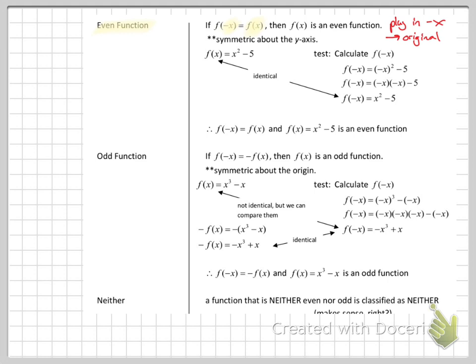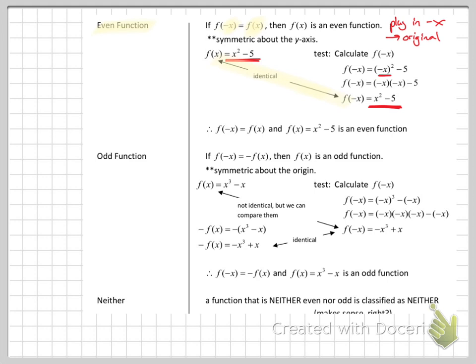So there's an example here. They plug negative x into this equation, x squared minus 5. They do the simplifying, and you get back out x squared minus 5. You get the exact same equation back out. Nothing changed when you plugged in negative x. That's how you check algebraically to see if a function is even.